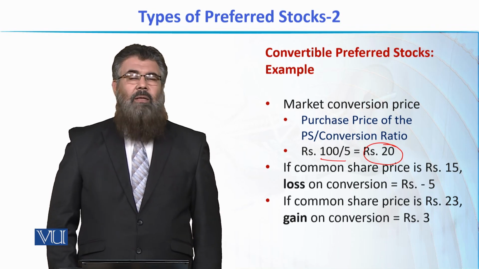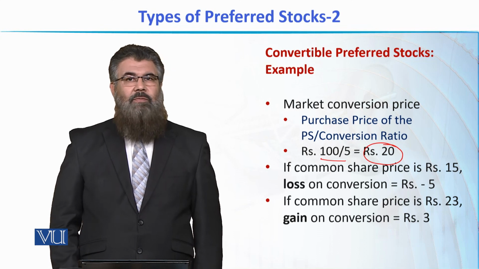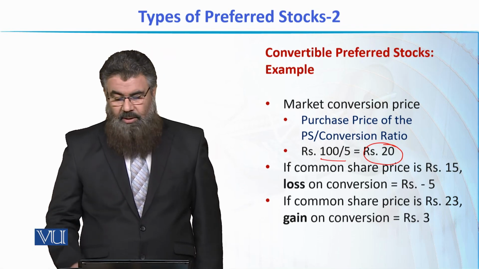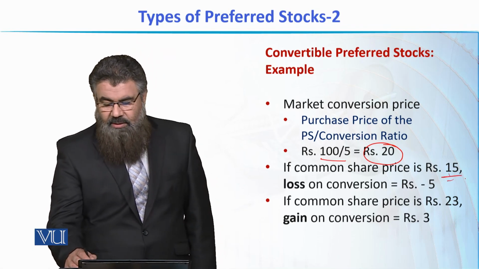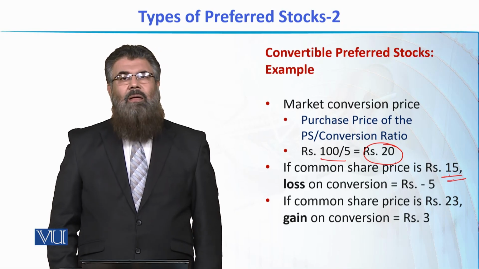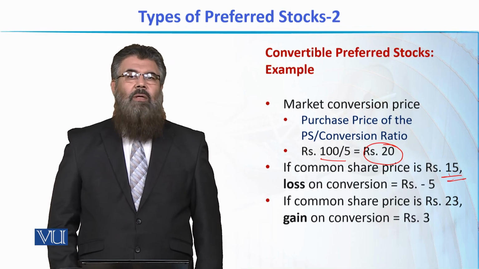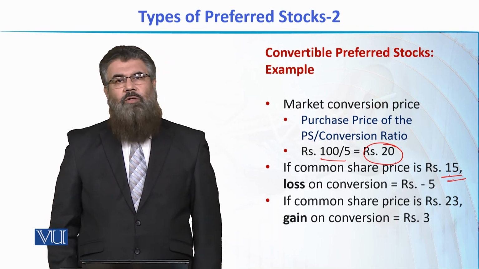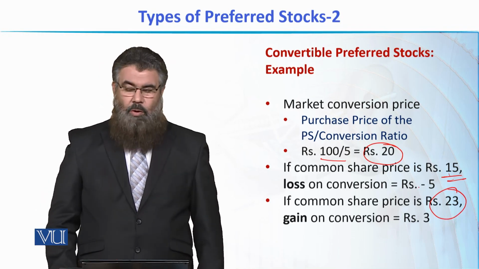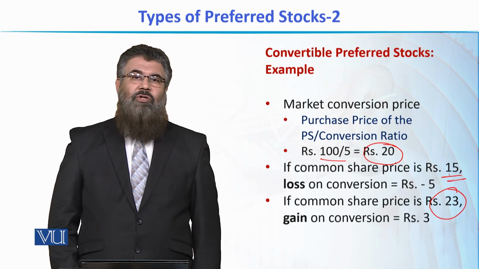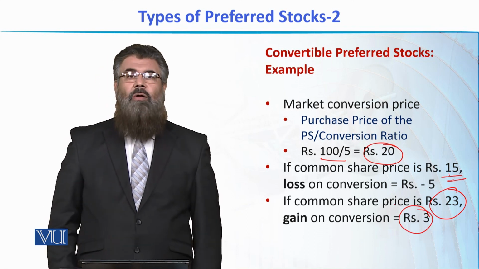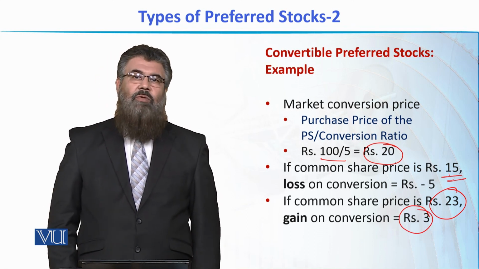Is it good or bad? That is decided by comparing this value or this amount with the existing market price of the common share. If this common share is selling in the market at 15 rupees, this means that by getting a common share for 20 rupees, the preferred shareholders has got into loss of 5 rupees per share. But if the market price is 23 or more than 20 rupees, the preferred shareholders will get an advantage, let's say of 3 rupees in this case, on every common share due to this conversion.